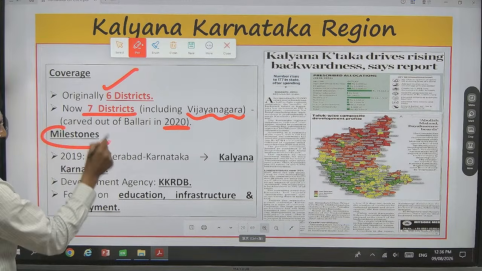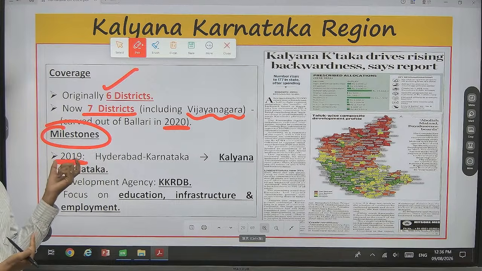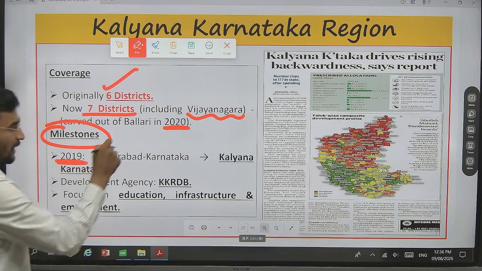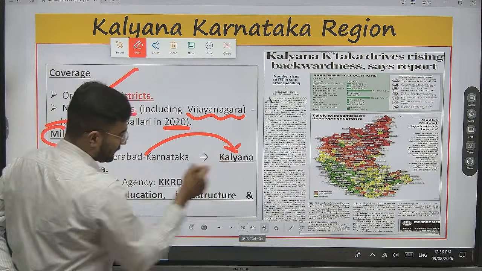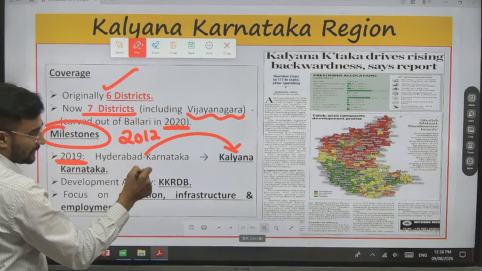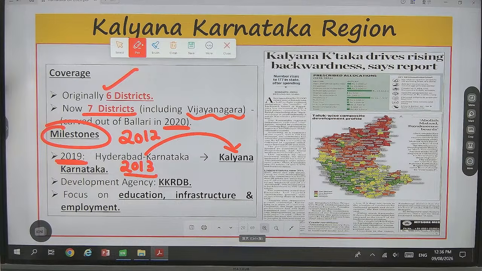And second one, what are the milestones? They ask this in the exam, boss. In the exam, they ask: in the year 2019, creation of which one? Hyderabad Karnataka. Now this Hyderabad Karnataka, sir, how was it created? 12, 13? It is 12, and we call it 13, and give special powers.